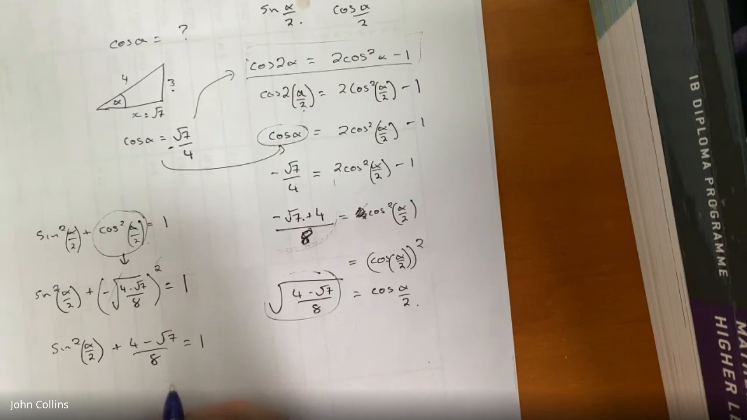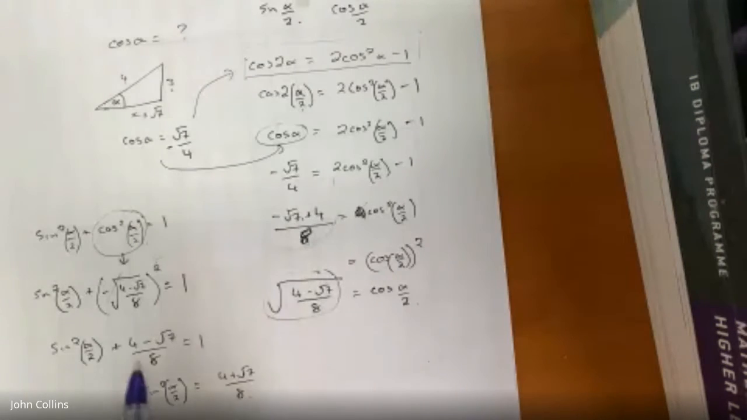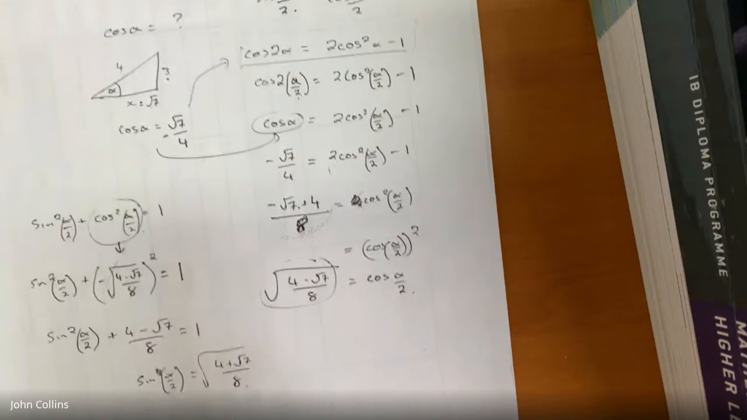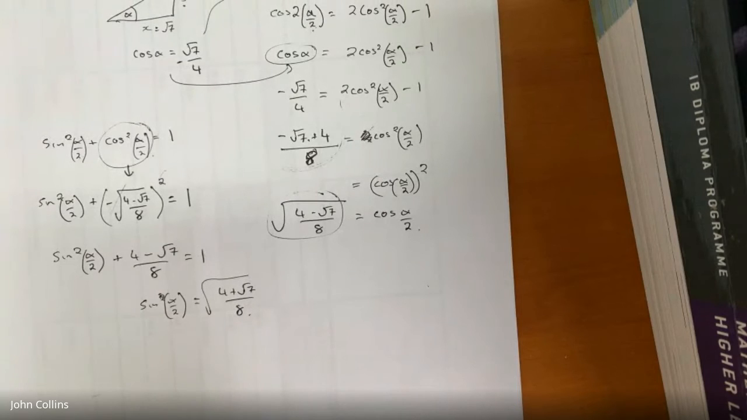Common denominator, I think you end up with sine squared alpha over 2 is equal to 4 plus root 7 over 8. I think that's what we end up with. It's just the opposite sign, because this would be 8 over 8, and it ends up. And to get the final answer, it's just the square root of it. So hopefully that makes a bit of sense.